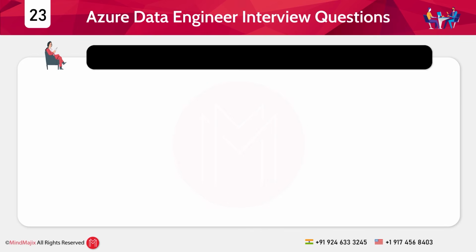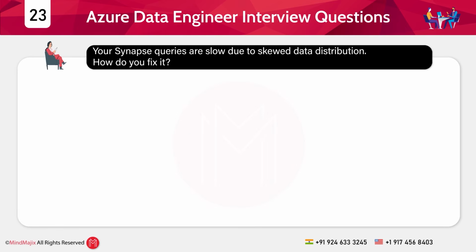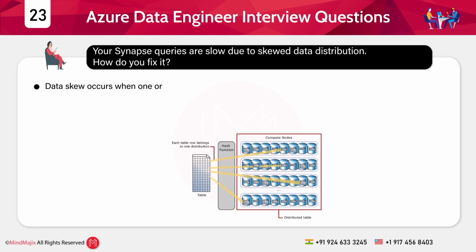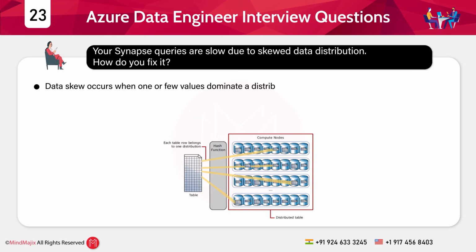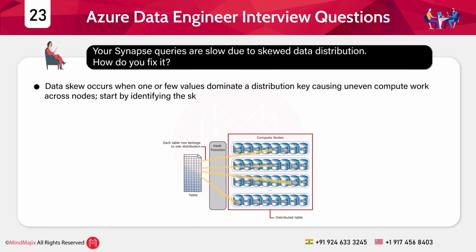The next question is, let's suppose your Synapse queries are slow due to skewed data distribution. So how do you fix it? Data skew basically occurs when one or a few of the values dominate a distribution key, causing uneven compute work across the nodes. So here, first and foremost, you can start by identifying the skewed key through query plan analysis and distribution statistics.